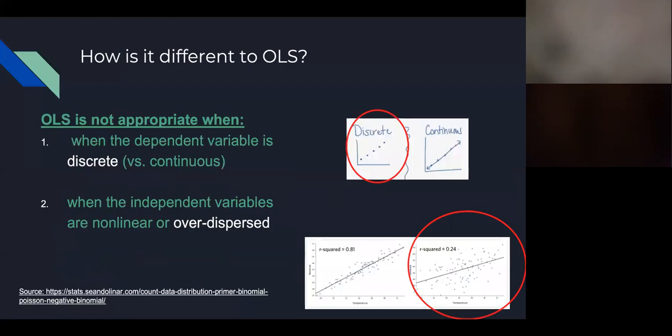We will now look at regression models of these distributions. How is negative binomial regression different than OLS? OLS is the most widely used form of regression. It is not, however, appropriate in all cases. More specifically, when the dependent variable is discrete rather than continuous, meaning that it takes on a particular value and is countable, or when the independent variables are nonlinear or are overly dispersed, resulting in a low R-squared, indicating that the model has a lower level of fit and ability to predict.